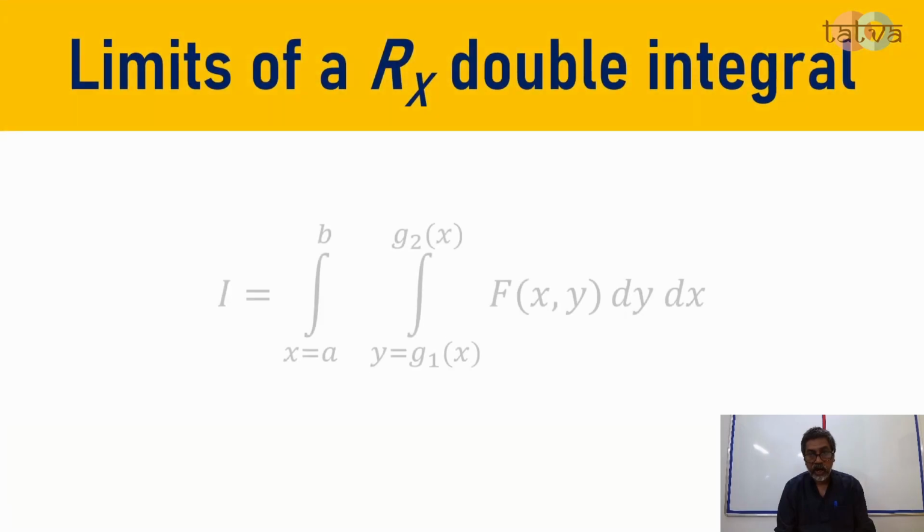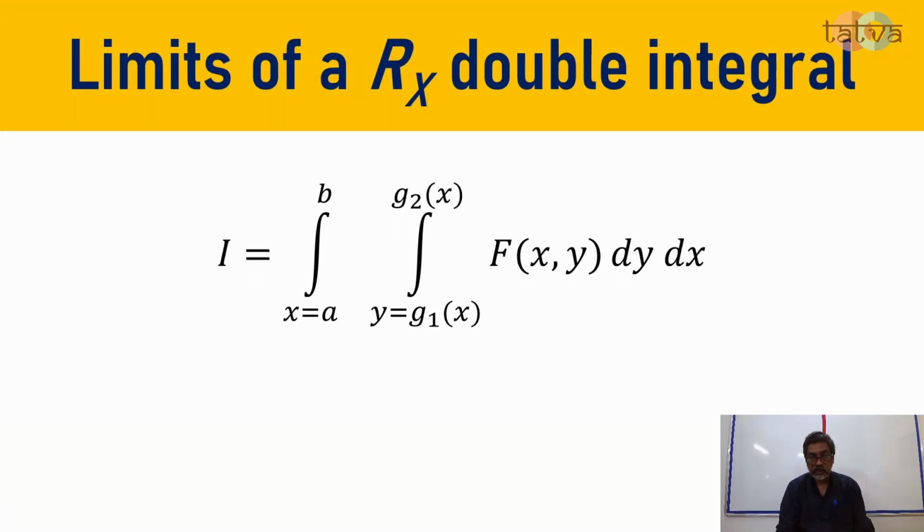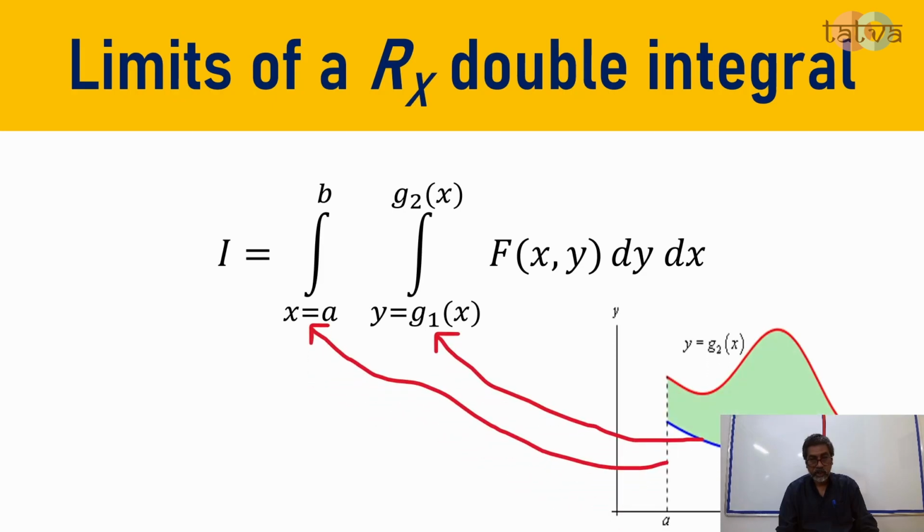The limits of an Rx double integral will appear like this. The outer integral will carry x limits and the inner integral will carry y limits. Of course, y limits are functions of x. And how do we get it from the diagram? It comes like this. You can see the lower limit of x is coming from the left vertical line. I didn't show here, but the upper limit of x comes from the right vertical line.